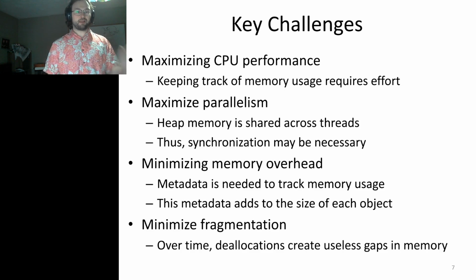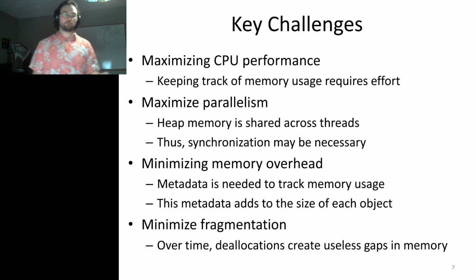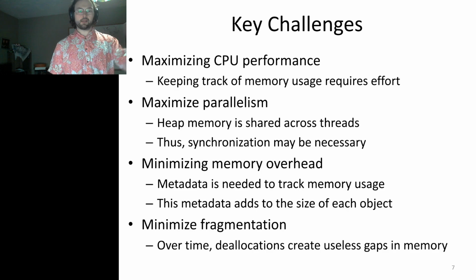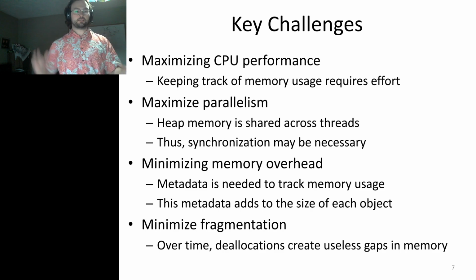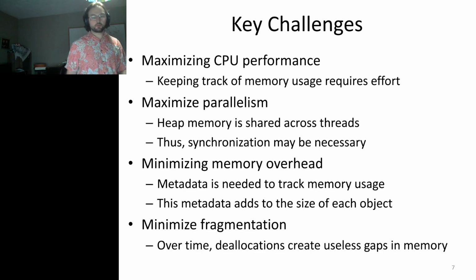We want to maximize parallelism, because modern CPUs are multi-core, and we want to take advantage of the threads that we can have. We also want to make sure that the memory allocator doesn't end up being the bottleneck in a program that otherwise is efficiently using multiple threads. We want to minimize memory overhead. It's no good if we say malloc 100 and it takes 20 megs of RAM to represent that 100 byte object. And similar to minimizing memory overhead, we want to minimize fragmentation.